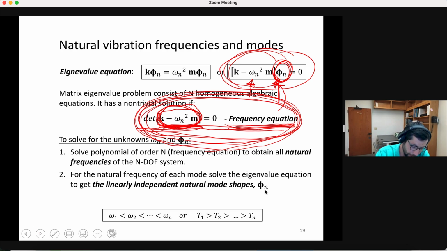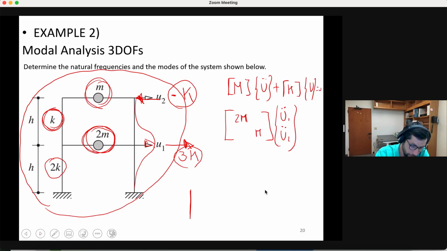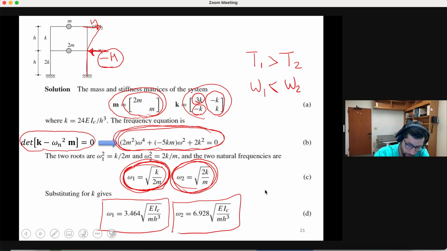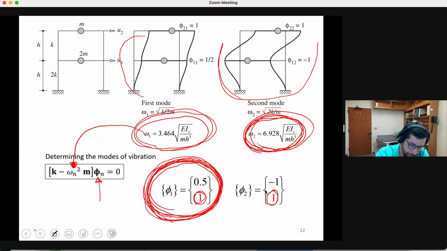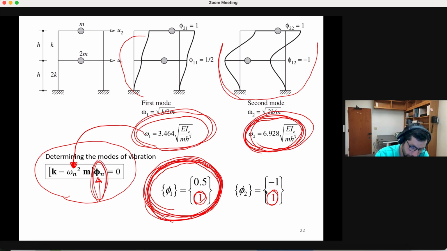After I obtain the eigenvalues of the problem, I can obtain the eigenvectors. How do I obtain the eigenvectors? Well, I obtain the frequency of vibrations from the polynomial equation. Then I plug in these results one at a time into this equation to get the mode shapes. This is part of the two problems we have seen together.